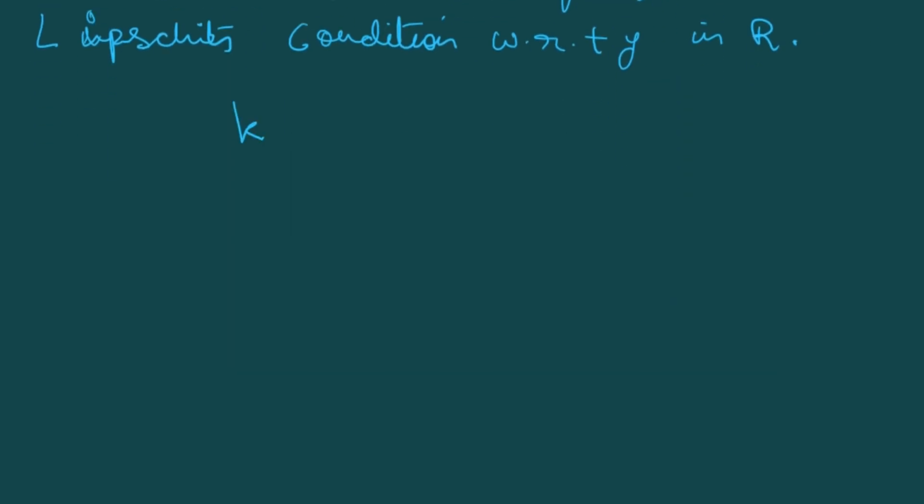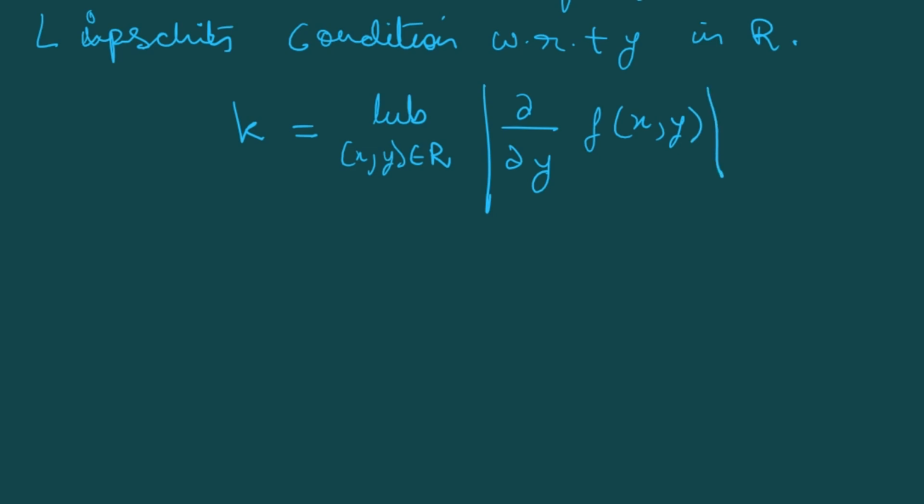You will be able to find the constant k as the least upper bound over x comma y belonging to R of the mod of del f by del y of f of x comma y, of course inside the mod signs.